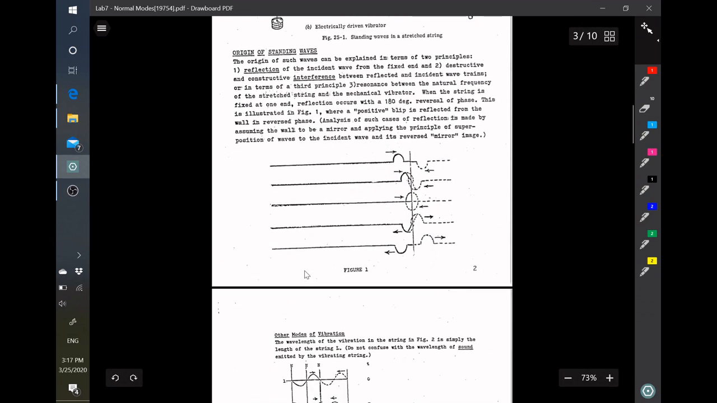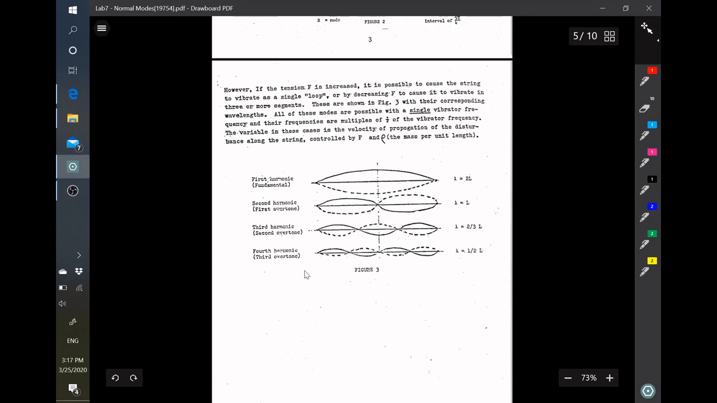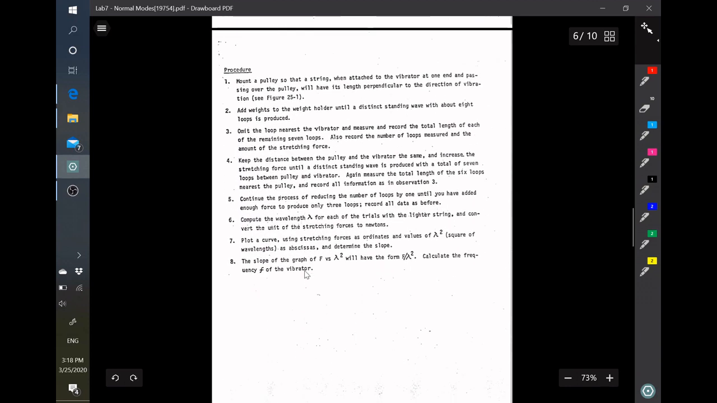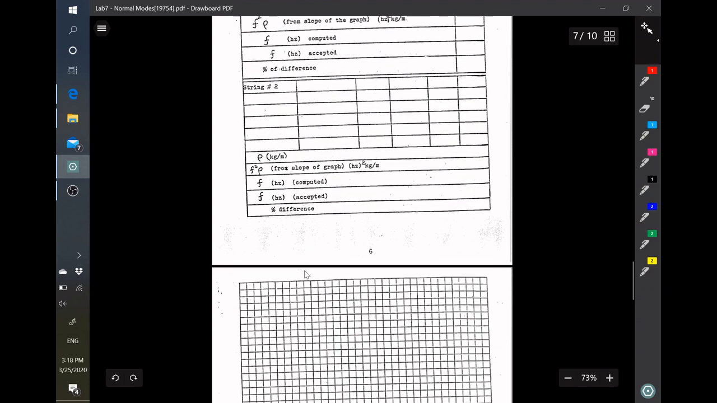Here they talk about the origin of standing waves. And then here they actually give names to the particular modes that we were talking about. We'll talk about these more in chapter 14. Let's see, the procedure we can skip here, and the data sheet, we have a better data sheet also posted.